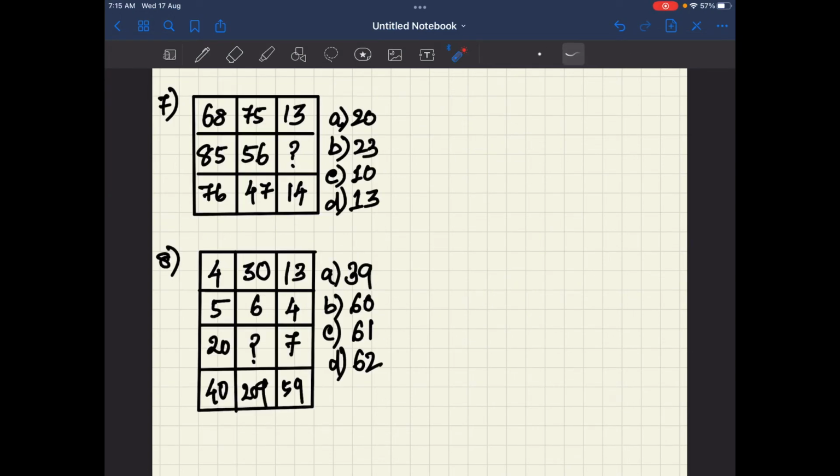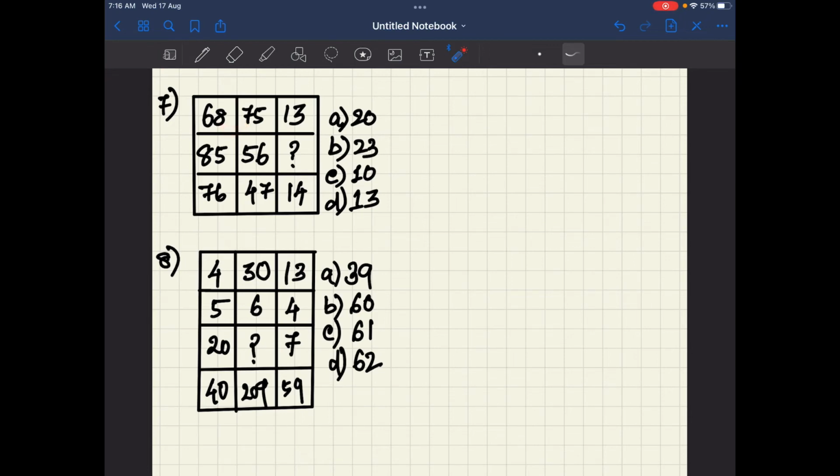Now coming to this question, 7th number question, it is 68, 75 and 13. So and 85, 56. This element we have to find out. So we can see that some operation is going between column 1 and column 2, so that column 3 is getting affected. This one is coming less numbers as compared to these numbers. So we think that subtraction or division might be possible. So we need to find out what logic it follows.